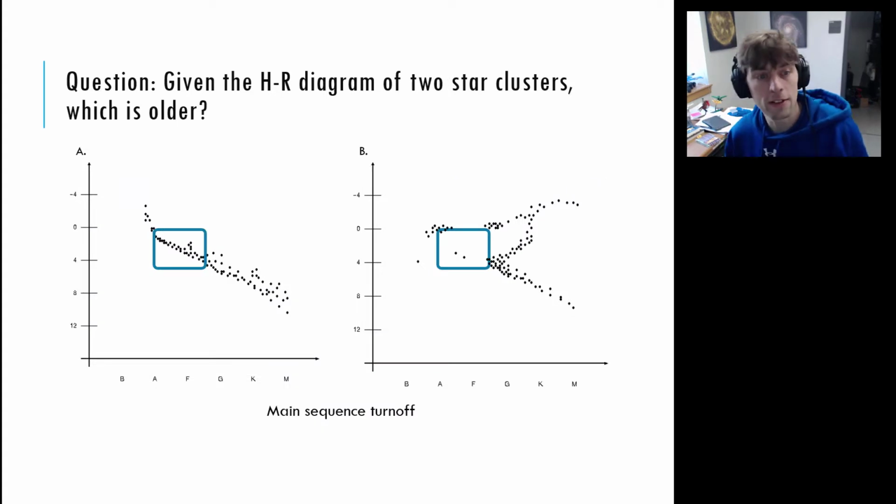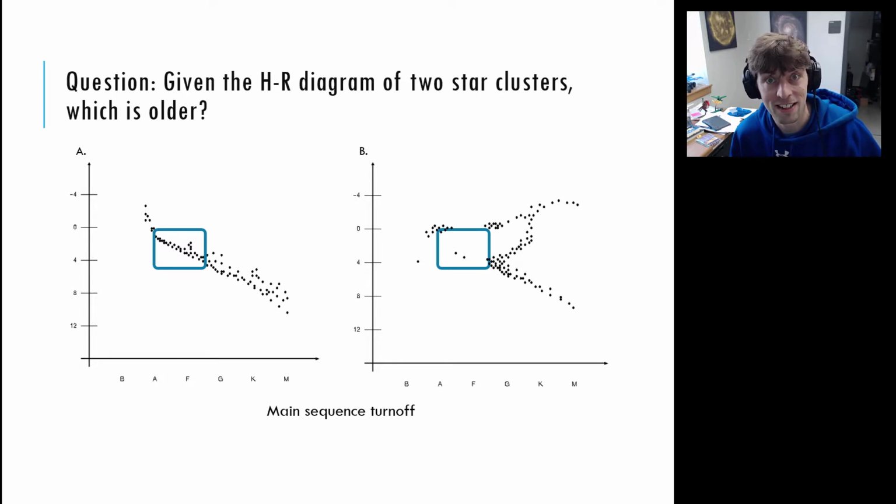We have a term for this. I've highlighted it here, but we call this location the main sequence turnoff. Okay? It's the point where stars on the main sequence have started burning out, turning off of the main sequence to become red giants or red supergiants. And based on that, we can actually estimate the age of the star cluster.